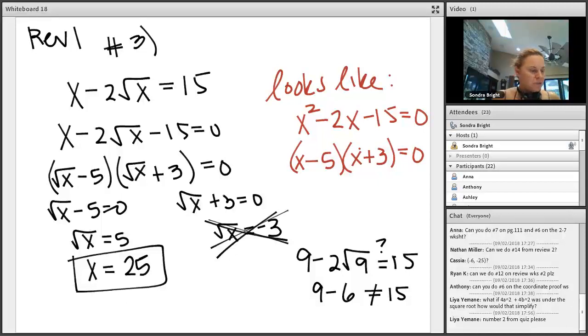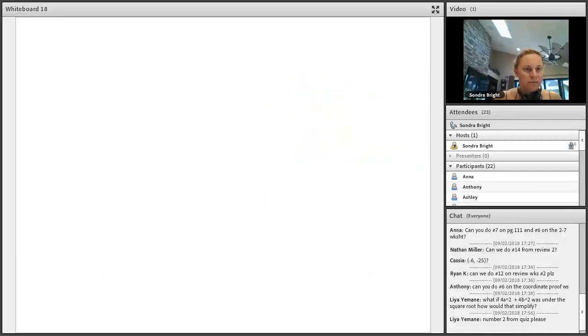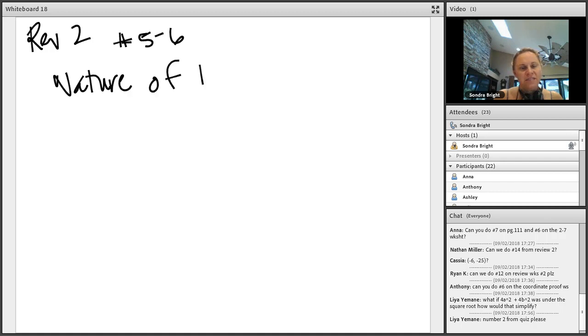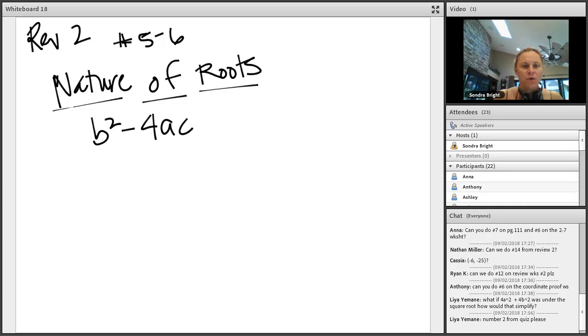Okay, and then I also want to make sure nobody has asked anything about nature of the roots. So don't forget, this is review worksheet 2, numbers 5 and 6. Don't forget nature of the roots, because this was not on the quiz, but yet it's on the test. So nature of the roots, you're going to use the discriminant, b squared minus 4ac. And if it's less than 0, you'll have 2 imaginary complex conjugate roots.